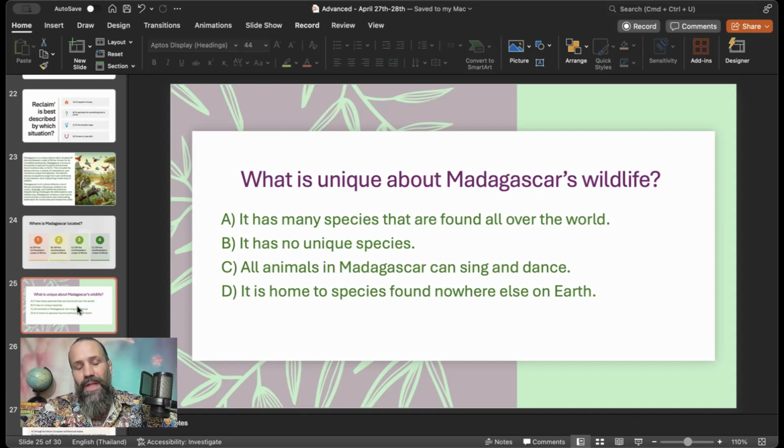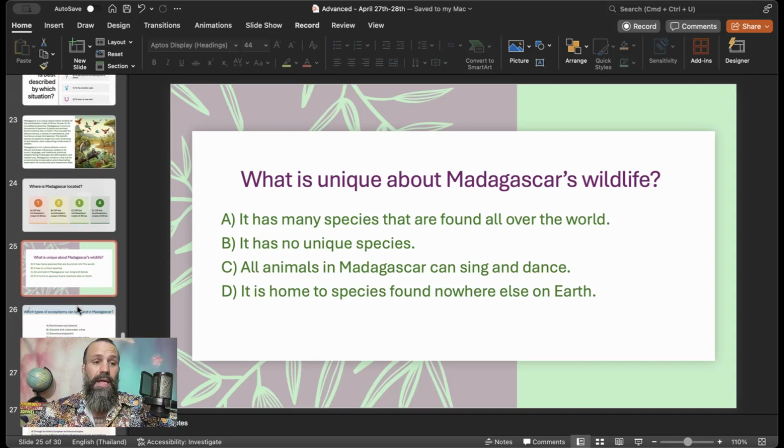I show some videos of the crabs as well. It is home to species found nowhere else on Earth. And that's true. And you get that when you get these islands. I mean, all of Australia and Sri Lanka and Madagascar and Galapagos, these islands, especially when they're kind of distant and large enough to have entire ecosystems. Yeah, you get unique animals that are like no other.